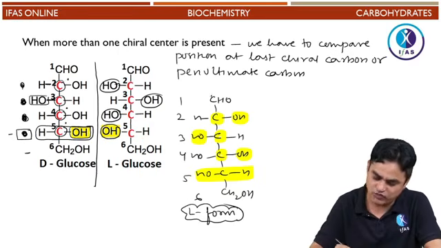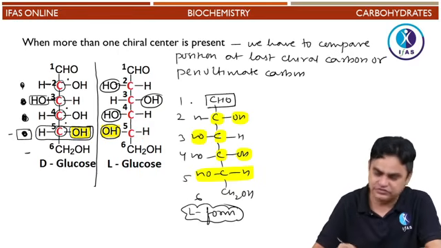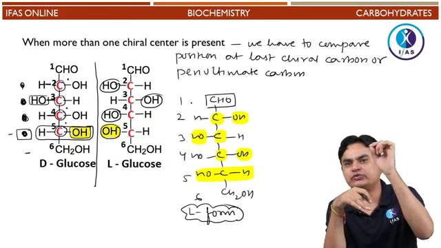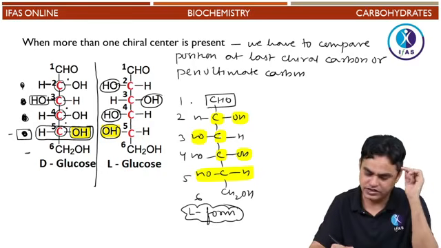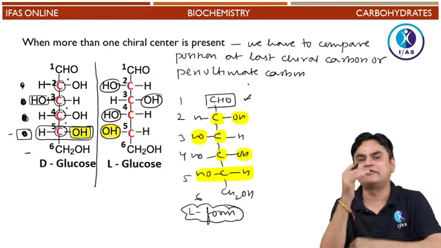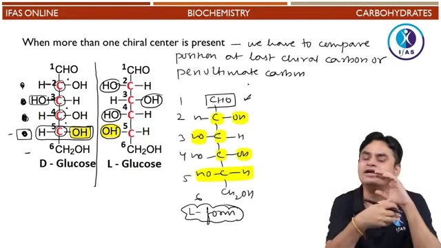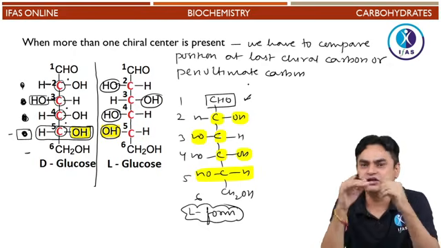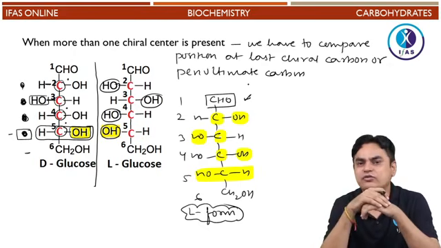Always keep in mind that the molecule should be drawn in a fashion that the functional group should be at the top. Okay, start with the functional group. It should not be that the functional group is at the bottom. If it is the case, then rearrange the molecule such that the functional group is at the top. Then only you will be able to tell whether it is a D form or L form.